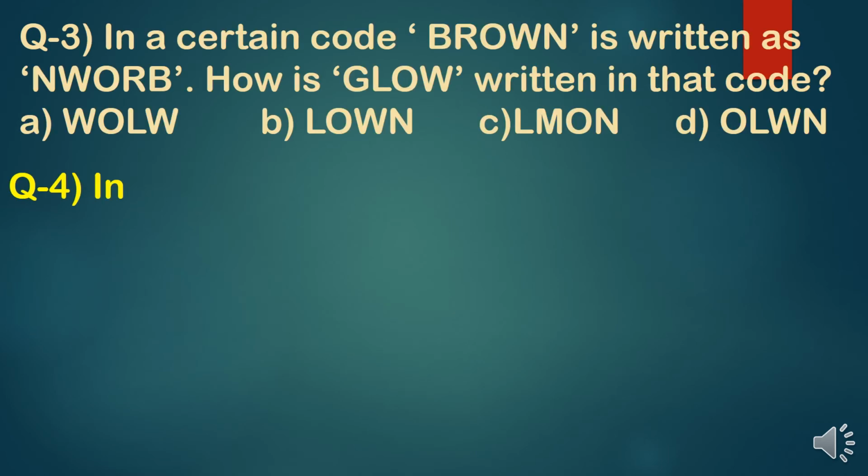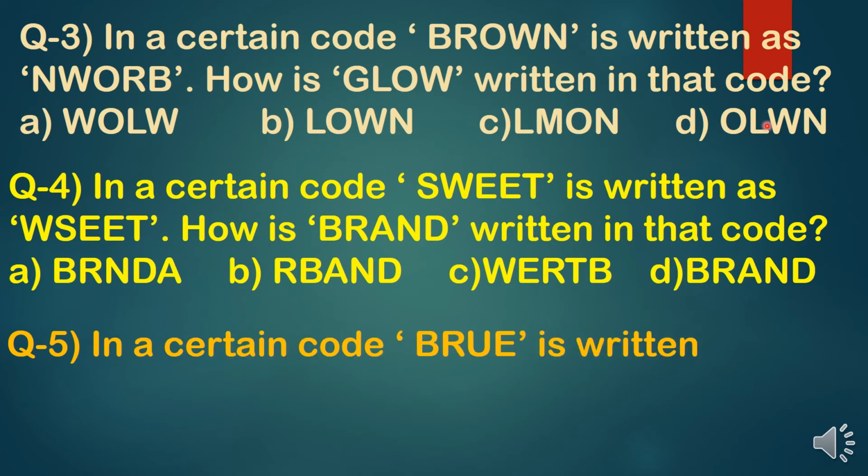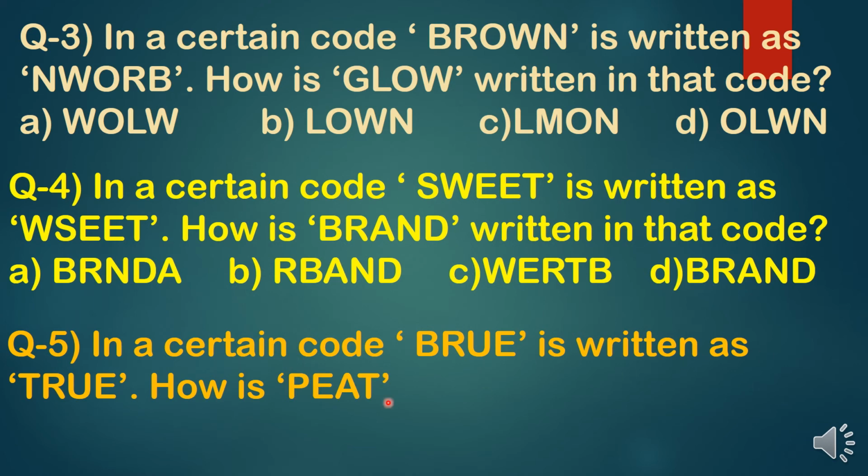Next is question number 3 and question number 4. This is question number 5. Options are given below. You have to tick the correct option according to the connection between given words. So you have to choose the correct one. Place a tick also. Okay, children?